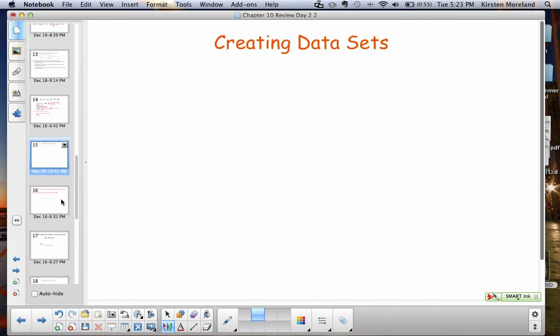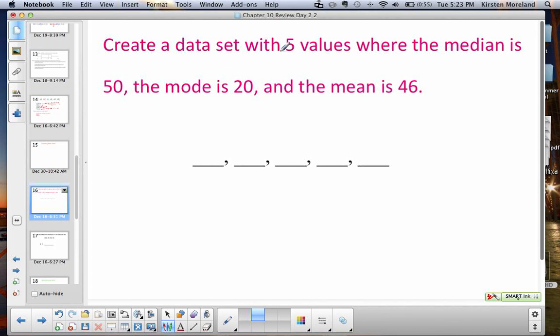We're going to move on to creating data sets now. So we have 5 values. The median is 50, the mode is 20, and the mean is 46.